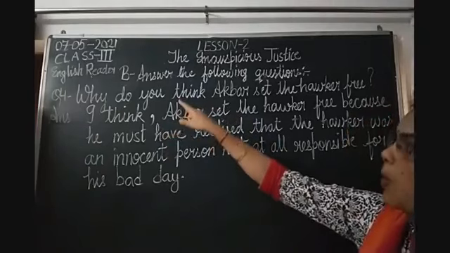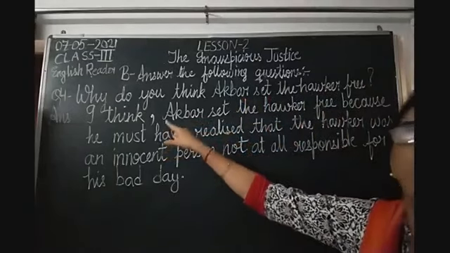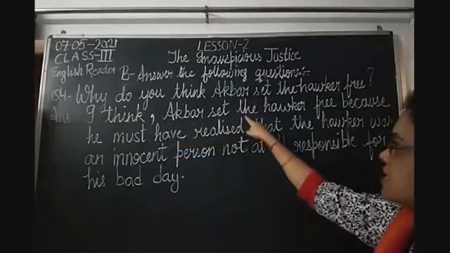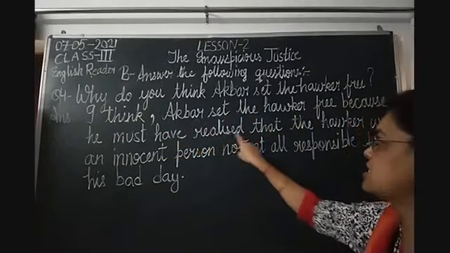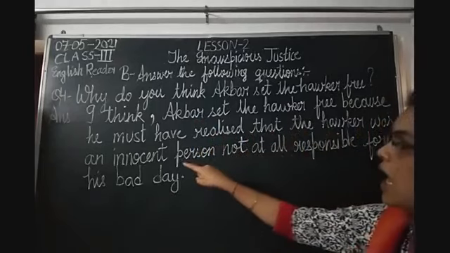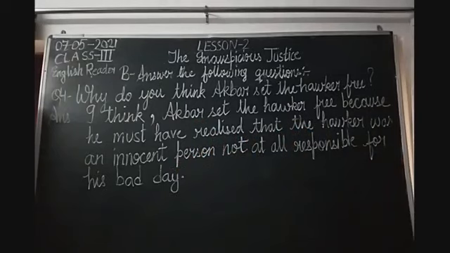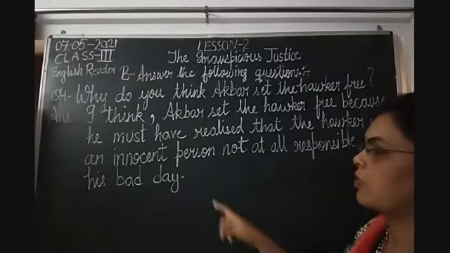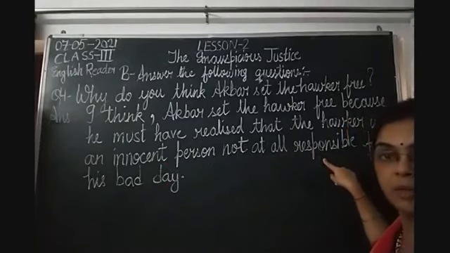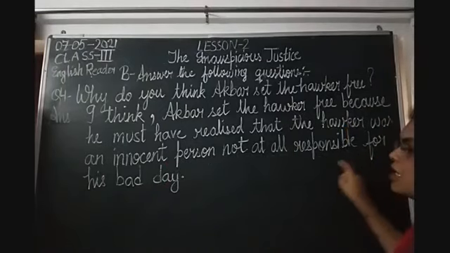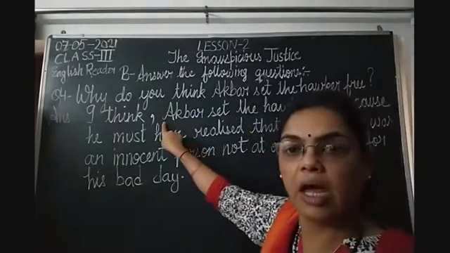Question 4. Why do you think Akbar set the hawker free? Answer 4: I think Akbar set the hawker free because he must have realized that the hawker was an innocent person. Innocent, not guilty, jisne koi galat kaam nahi kiya hai. An innocent person, not at all responsible. Responsible matlab jimmewar for his bad day. And remember to put a comma after I think.